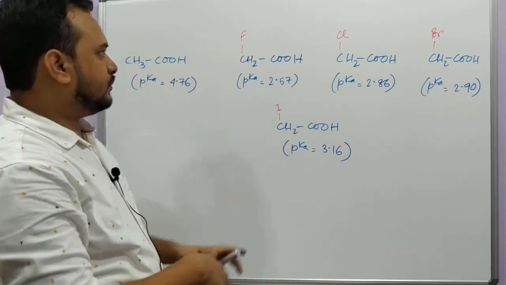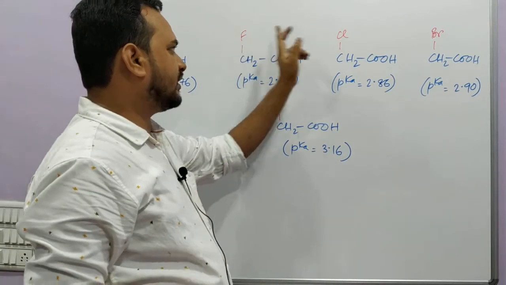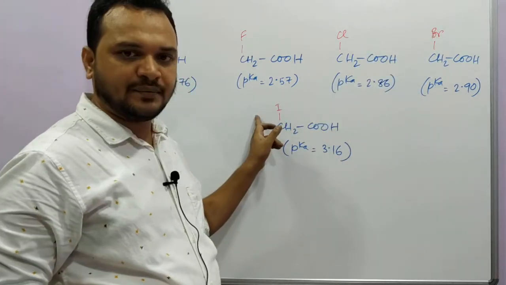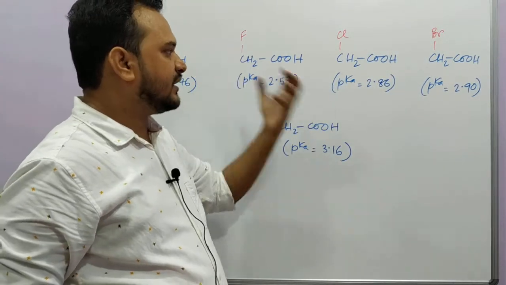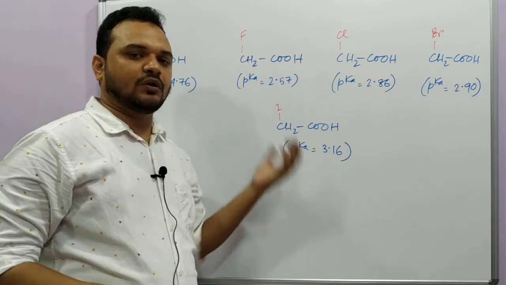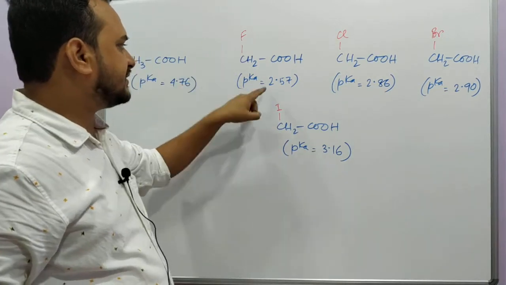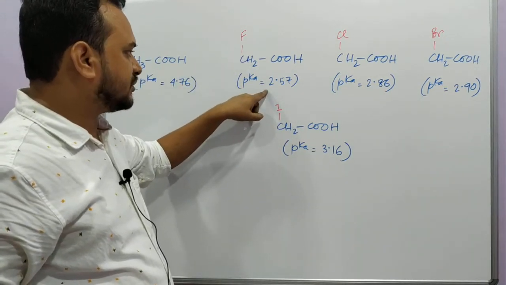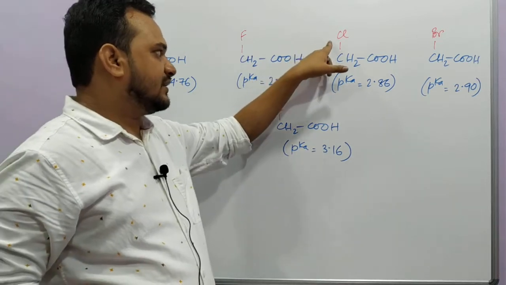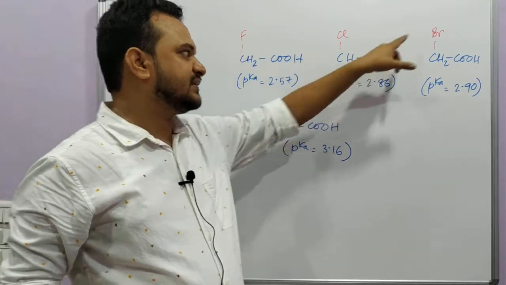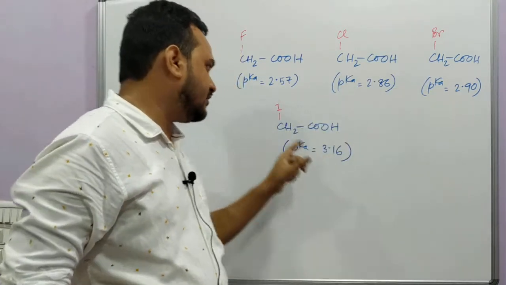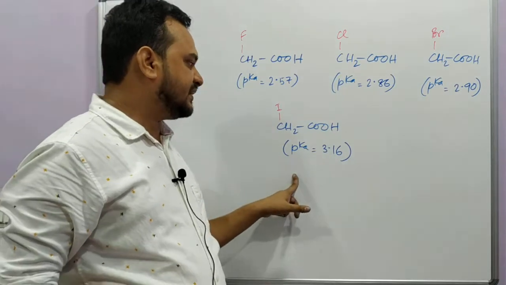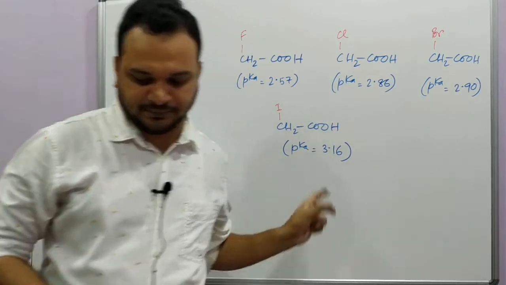And again we know that the order of electronegativity is fluorine greater than chlorine greater than bromine greater than iodine. So greater the inductive power, greater the electron withdrawing power, stronger will be the acid. So fluoroacetic acid is the strongest one, 2.57. Then comes chloroacetic acid, 2.86. Then comes bromoacetic acid, 2.90, and then comes iodoacetic acid, that is 3.16.